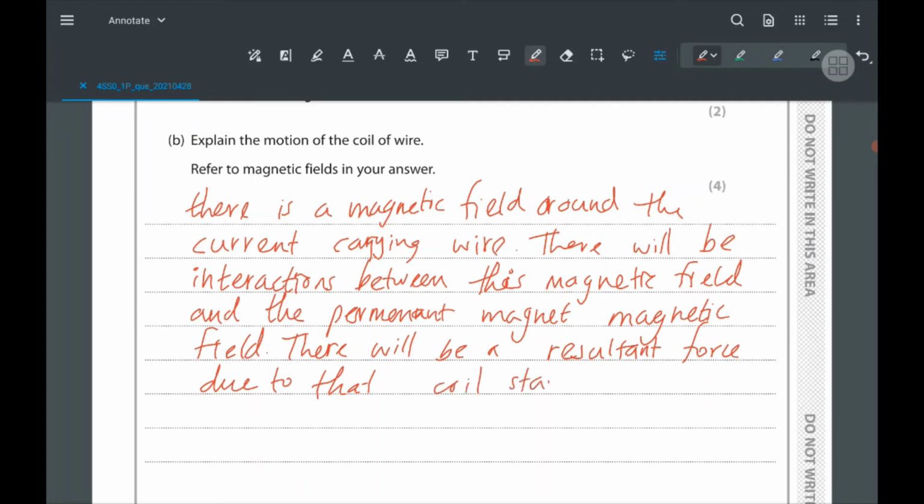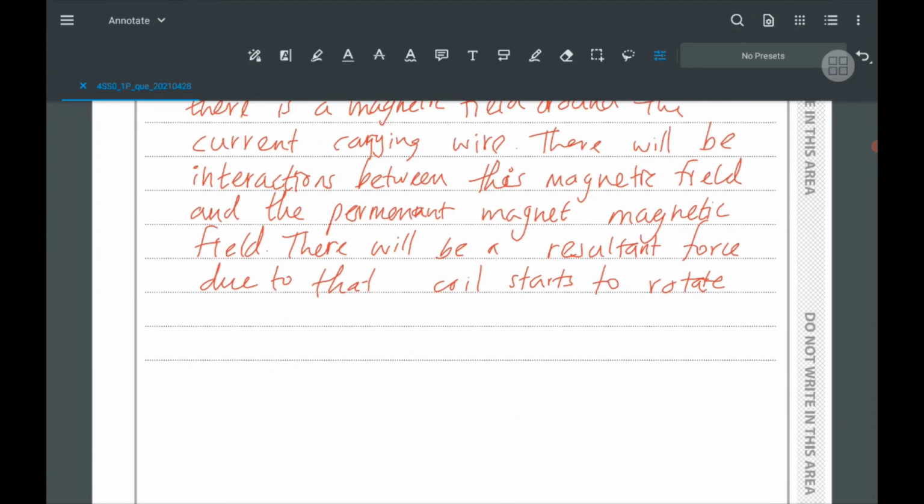The coil starts to rotate, and also remember the forces on both sides are applied in opposite directions. That is the main reason why it is spinning. And also, rather than saying that there will be magnetic field interference, you can say that there will be magnetic field overlapping as well. For that one also you would get the same mark.